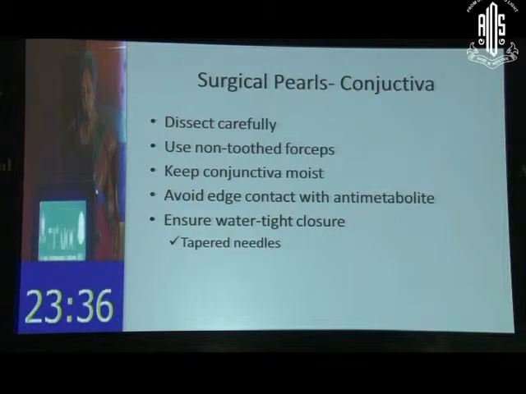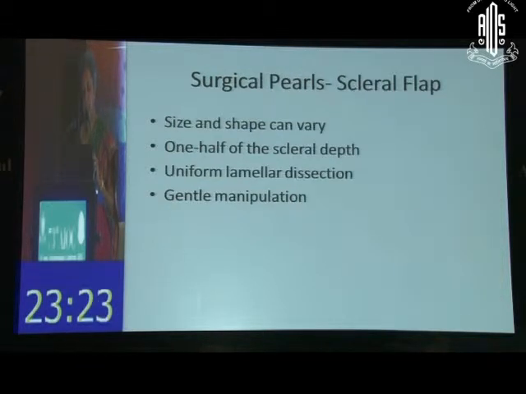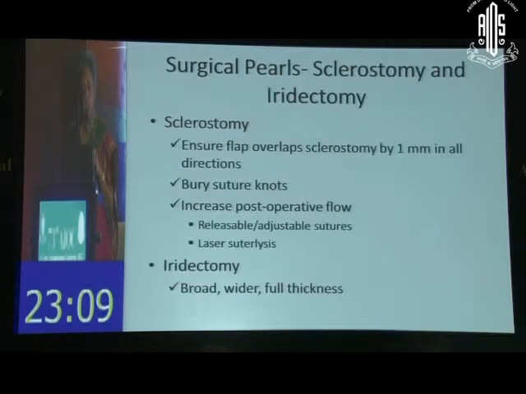Use non-toothed forceps. Keep conjunctiva moist all the time, and when you are using antimetabolite, make sure the edge will not touch the antimetabolite. Ensure tight closure at the end of the suture. The scleral flap shape doesn't matter. What is important is the depth. It should be 1/2 the scleral depth, and uniform lamellar dissection and gentle manipulation using good instruments.